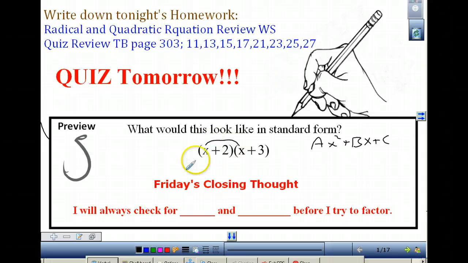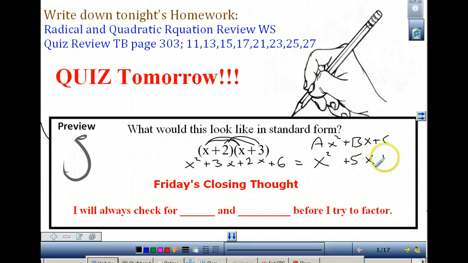Yeah, distribute. So we have x times x, x times 3, 2 times x is 2x, and 2 times 3. So you just distribute 4 times. And of course you can simplify the middle since they both are just x's. We have x squared plus 5x plus 6.